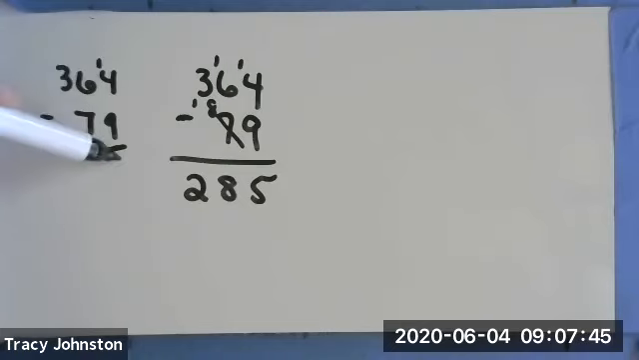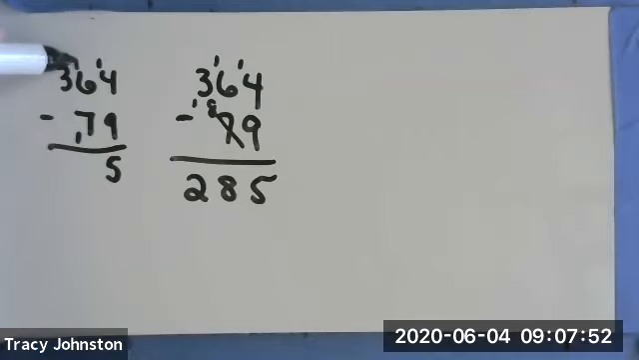So 14 minus 9 is 5. 6 minus 8, so I make that 16, and I add in 1 there. So 16 minus 8 is 8, and 3 minus 1 is 2. And what I really like about this method is how easy it is to check your work. 5 plus 9 is 14. 8 plus 7 is 15 plus 1 is 16. 2 plus 1 is 3. And I know that I did it right.